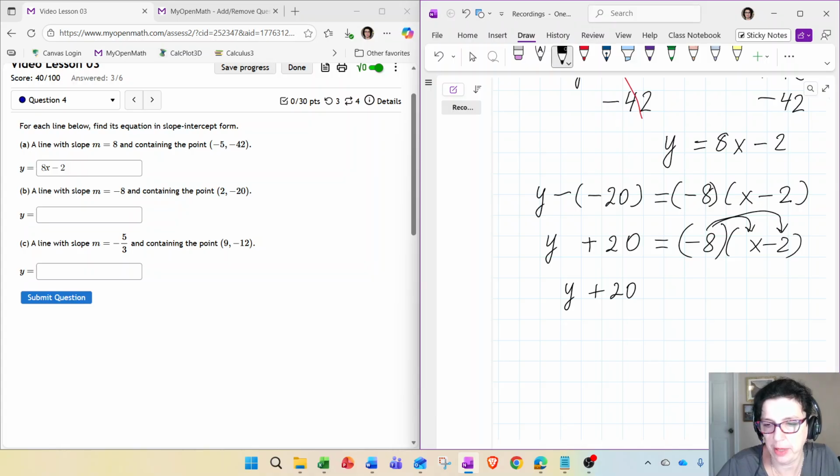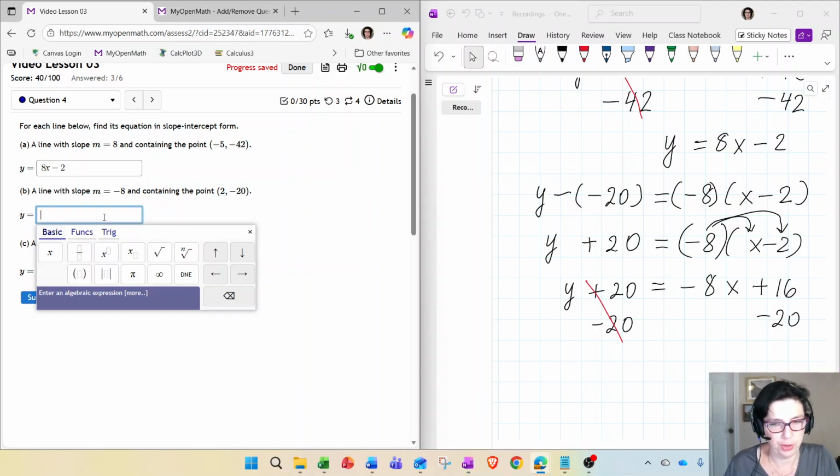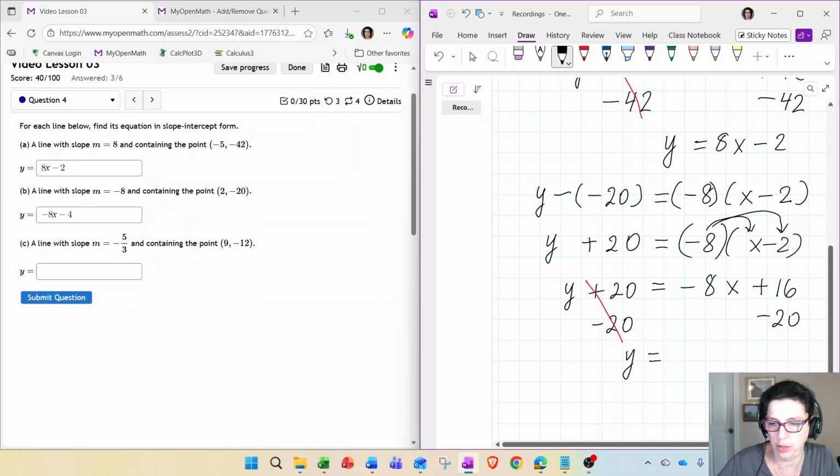So we are multiplying -8 by x, which is going to just give us -8x. And then we are multiplying -8 by -2. Now, when you multiply two negatives, that's going to give you a positive. So 8 times 2, well, that's 16. So we're almost done here. We're going to subtract 20 from both sides because we want to cancel that plus 20 on this side. And we are basically done. So this will become -8x, and 16 minus 20 is -4. So our final answer here is going to be y equals -8x minus 4.